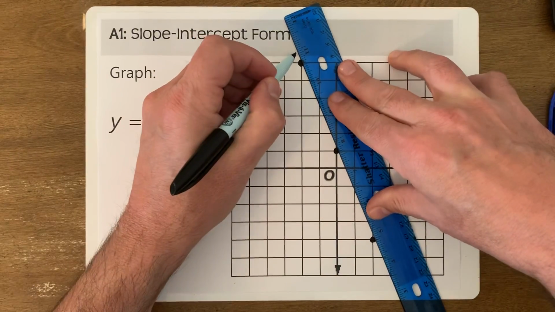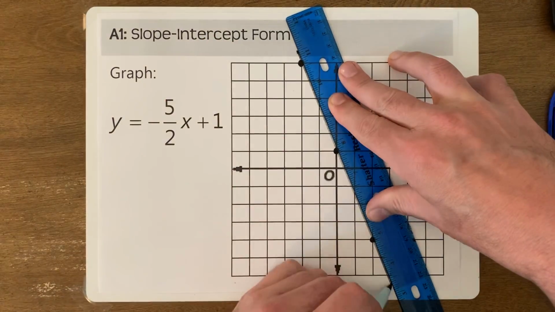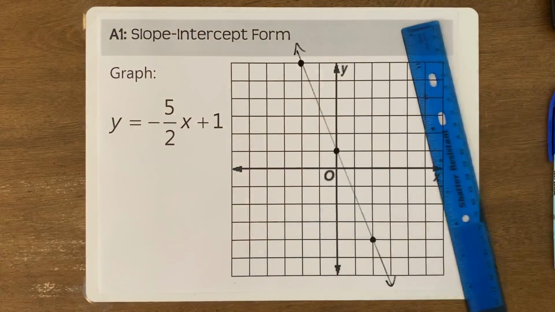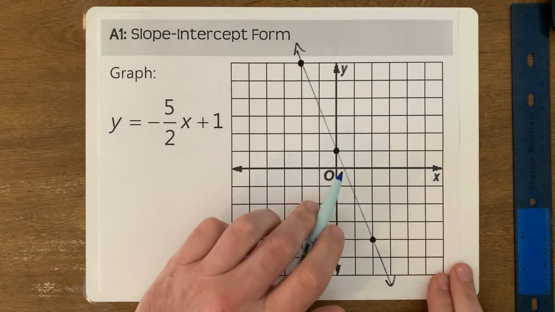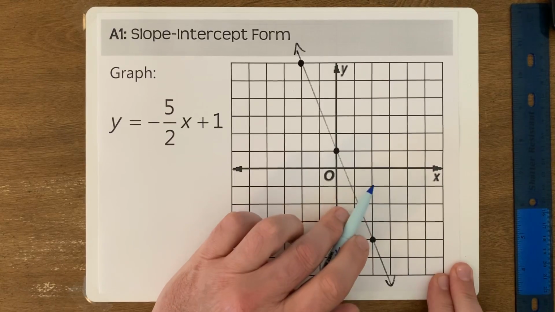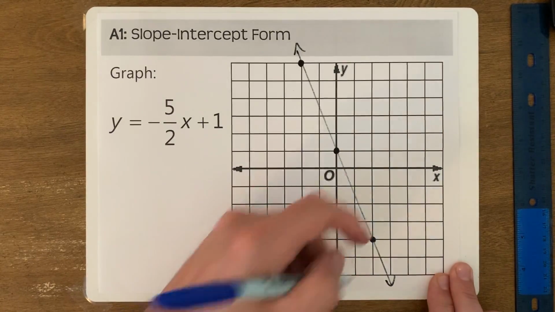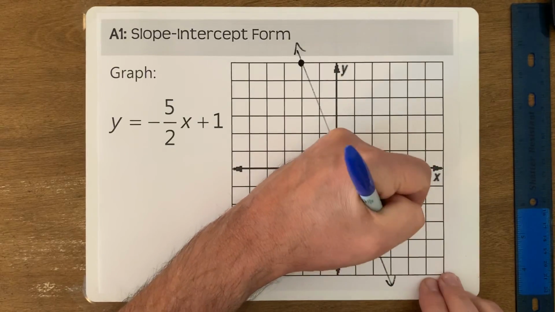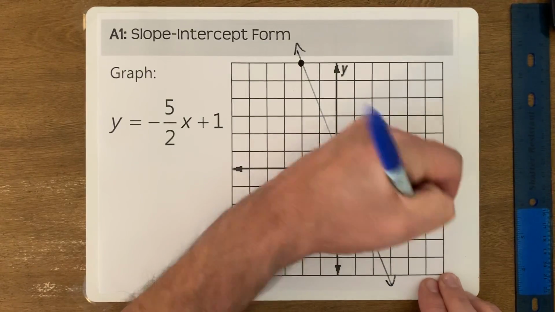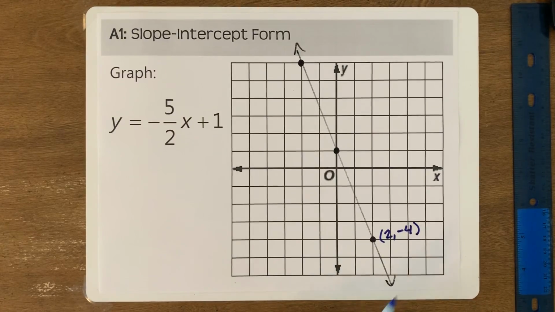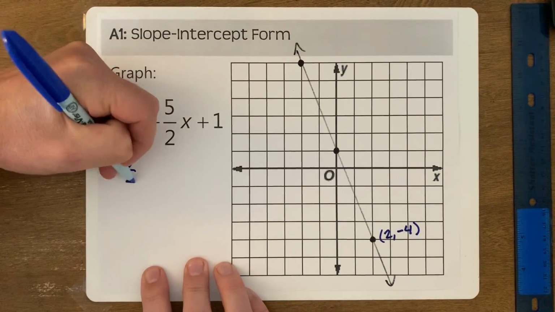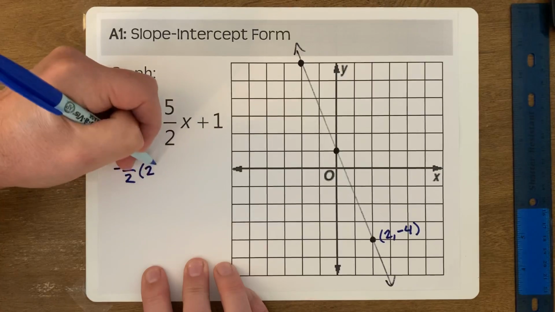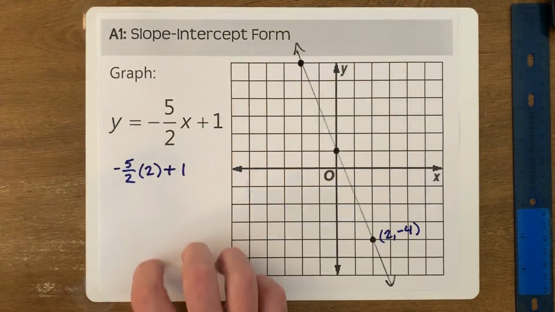All right. Now let's just say that I'm not really sure if I did that correctly. How can I check my work at least a little bit? Well, I do know that when x is 2, y has to be -1, -2, -3, -4, because this ordered pair here is (2, -4). So when x is 2, y has to be -4. So if I put a 2 here, -5/2 times 2 plus 1, for this to be correct, should be -4.